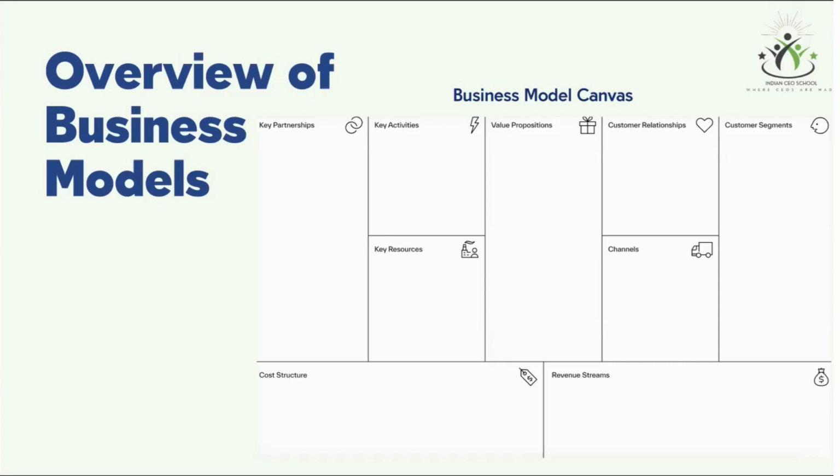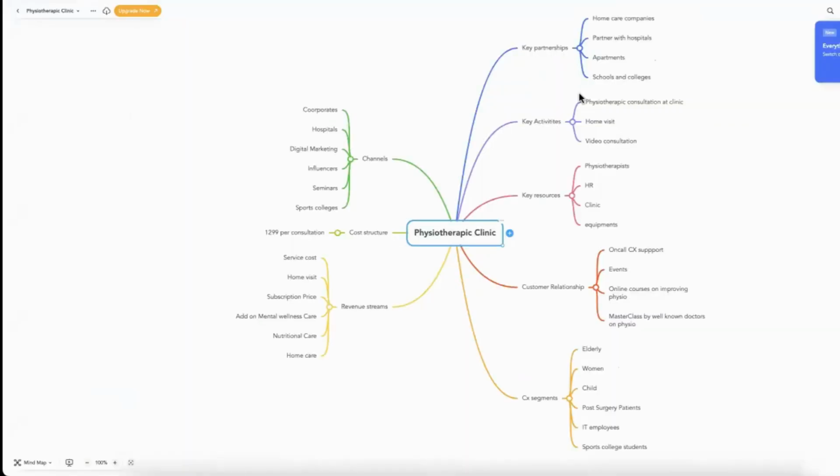I will move on to a mind map module where you can understand it better. You have seen what is a business model canvas. Now I will explain it to you with an example. Right now here we will discuss a physiotherapy clinic. So I have already designed this mind mapping.